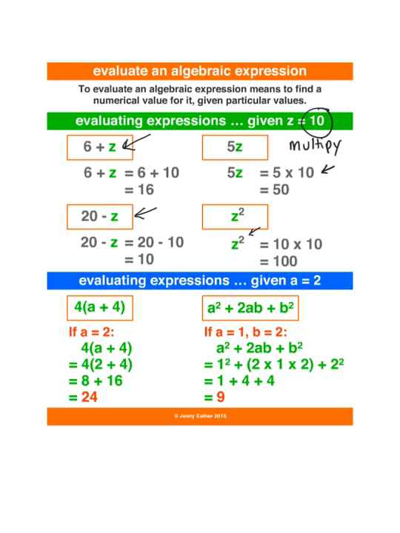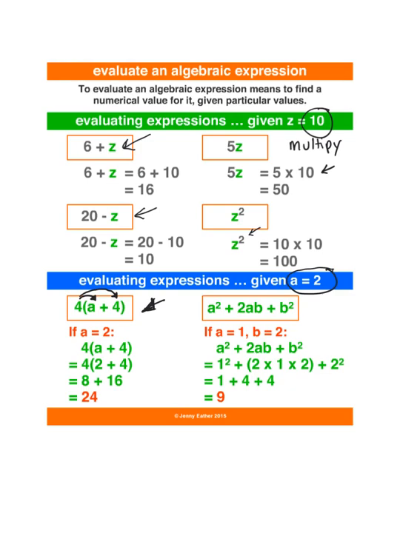Now we're going to take it a step further. We are going to combine addition, subtraction, multiplication, and division. So now they tell us a equals 2. So in this first example, if a equals 2, we have to substitute in the 2 wherever we have an a. Now, in this problem, we have a 4 touching the parentheses. Whenever you have a number outside of the parentheses touching, this means you have to distribute. That means you have to take 4 and multiply it by the a, and you also have to take the 4 and multiply it by the 4. So we are distributing the 4.